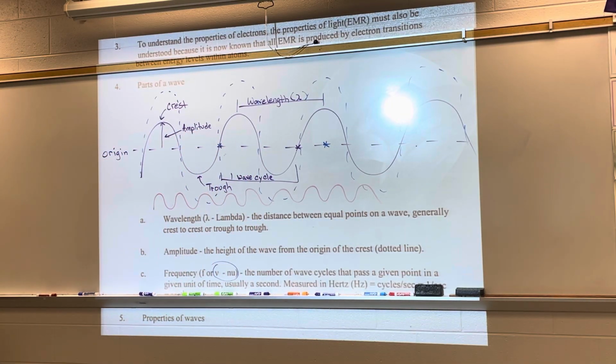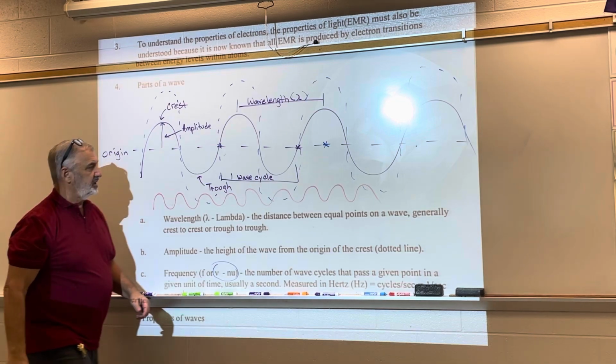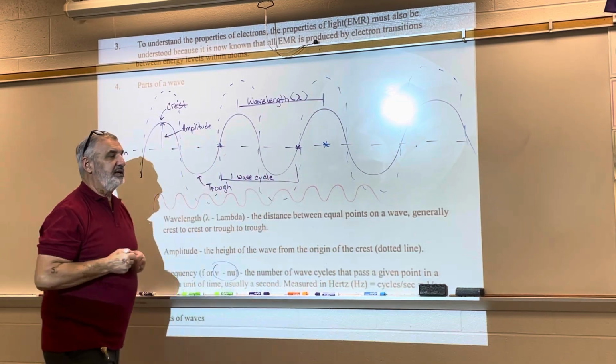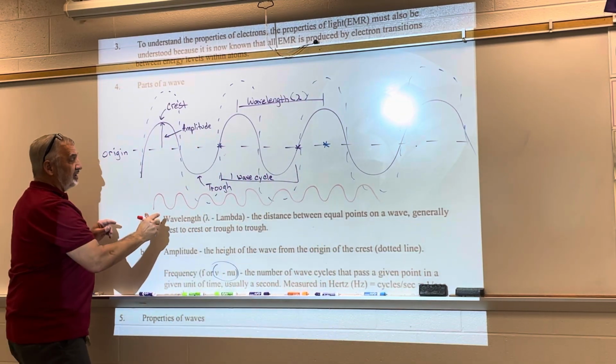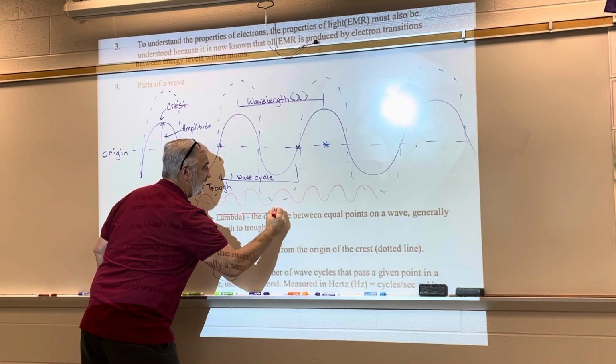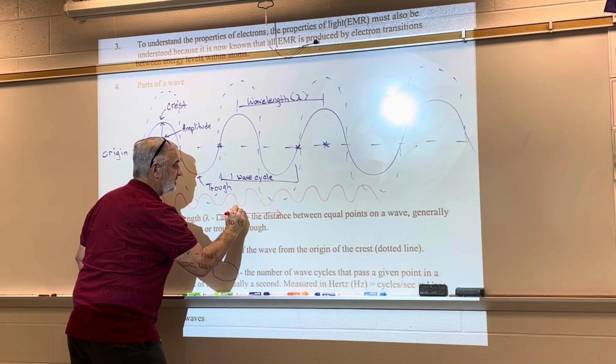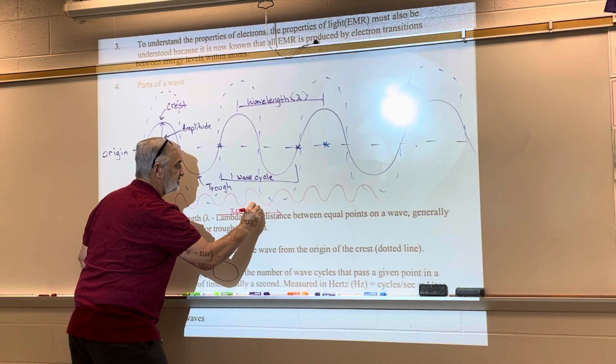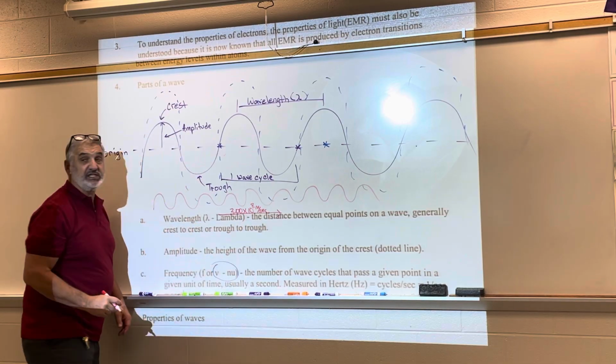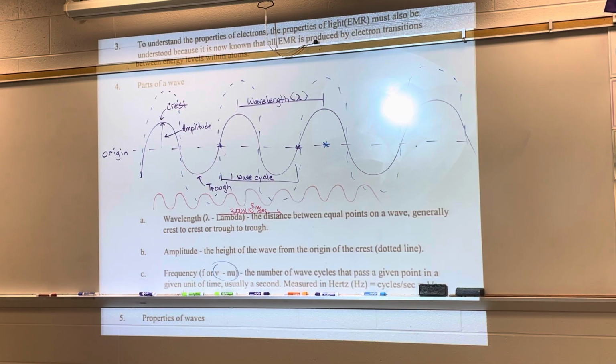Oh, swing and a miss. Okay? Now, if both of these waves are traveling at 3.00 times 10 to the 8th meters per second, which, by the way, is very, very fast. That's 186,000 miles per second, which means it's 7.5 times around the surface of the Earth in a second.